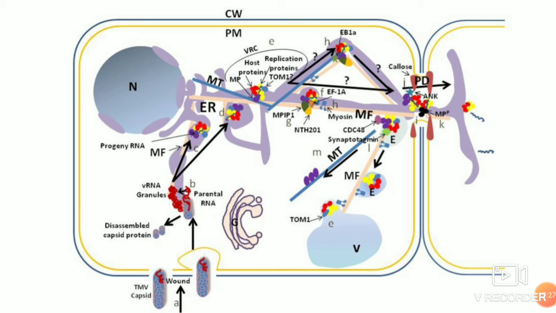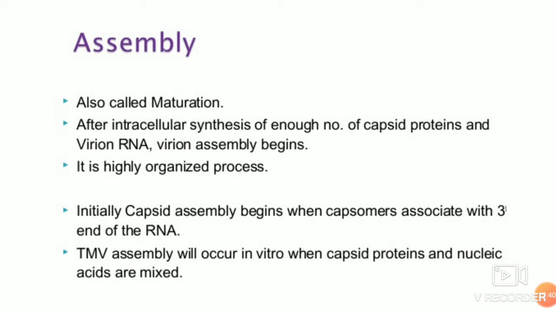Once the other cell receives this viral replication complex, it also synthesizes subgenomic mRNAs or genomic RNAs via the same mechanism, and then transports from one cell to another cell. Now, once the subgenomic RNA is synthesized and the capsid protein is made, the maturation occurs. It's a very organized process. Initially, the capsid assembly begins with the capsomeres associated with the 3' end of the RNA. TMB assembly will occur in vitro when the capsid proteins and nucleic acid are mixed.